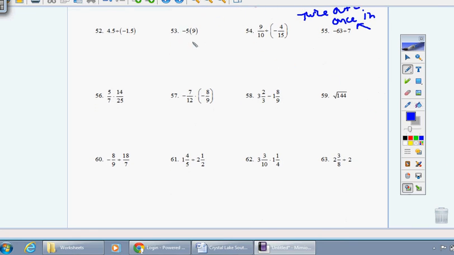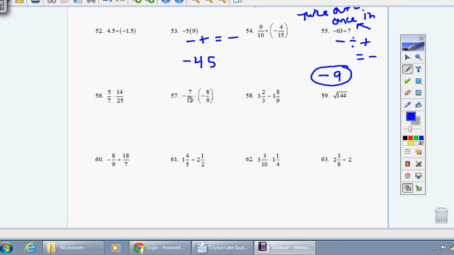Alright, multiplying negative 5 times 9. Okay, well remember, if I have one negative and one positive, like I do here, my answer is going to be a negative. So negative 5 times 9 is negative 45. Number 55, negative 63 divided by 7. Same thing with division. If I have a negative divided by a positive, or if I only have one negative, then my answer is negative. So negative 63 divided by 7 is going to give me negative 9.